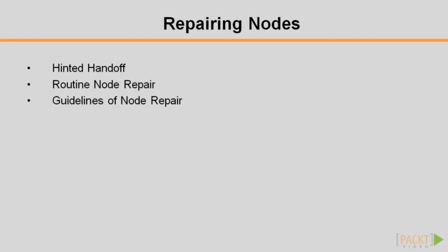Hinted handoff ensures high write availability and dramatically improves response consistency after temporary outages, such as network failures. Node repair can ensure data consistency among different nodes in the cluster. However, there are certain things we should pay attention to when doing so. First, let's take a look at hinted handoff.